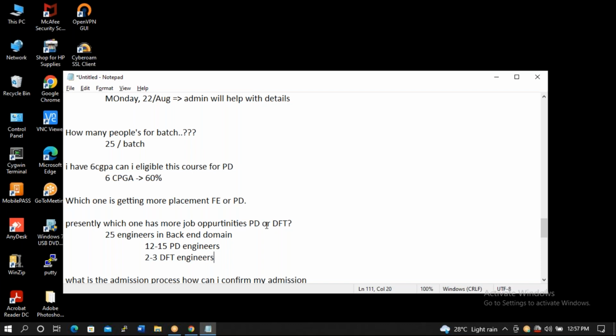Let me tell you today's scenario. In DFT, we don't have any person who needs a job in our institute, except for the ongoing batch. In PD, it's different. We have 30 people in PD who need jobs, who completed training 1 month back, 2 months back. I'm not trying to discourage you in anything. I'm telling you our institute statistics. Even though there are more requirements for PD, there are more people who undergo PD training.